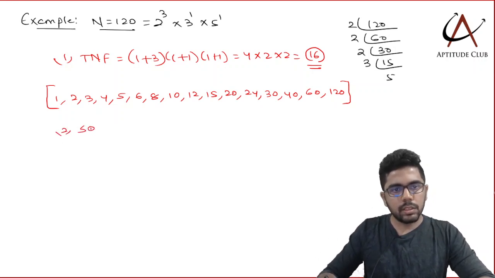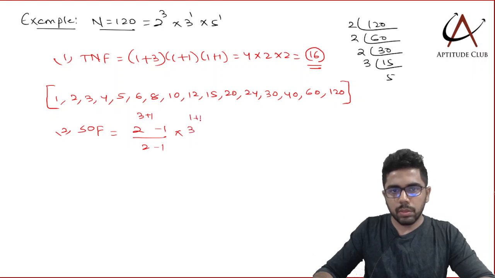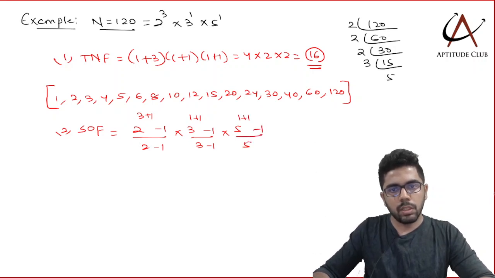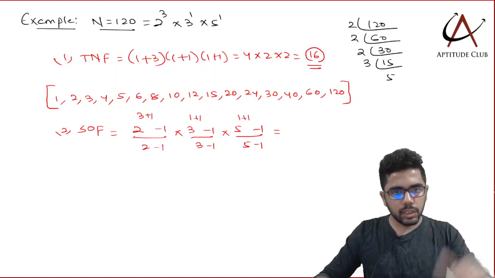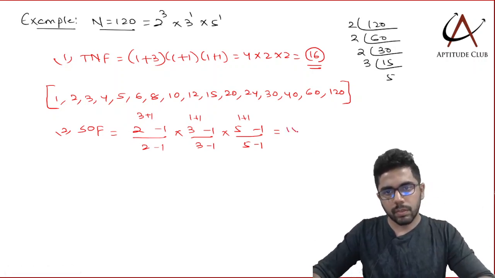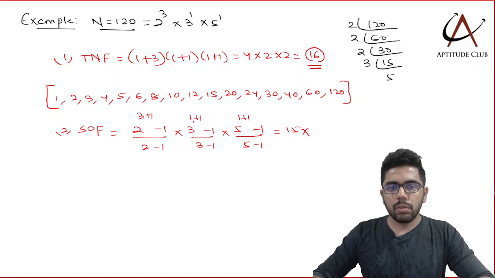And the second thing is sum of factors if I have to calculate. So it is 2 to the power 3 plus 1 minus 1 by 2 minus 1 into 3 to the power 1 plus 1 minus 1 by 3 minus 1 into 5 to the power 1 plus 1 minus 1 by 5 minus 1. Now 2 to the power 3 plus 1 is 2 to the power 4, 16 minus 1, 15 by 1 is 15. 3 to the power 1 plus 1 is 9 minus 1, 8 by 2, 4. And this is 5 to the power 2, 25 minus 1, 24 by 4, 6.